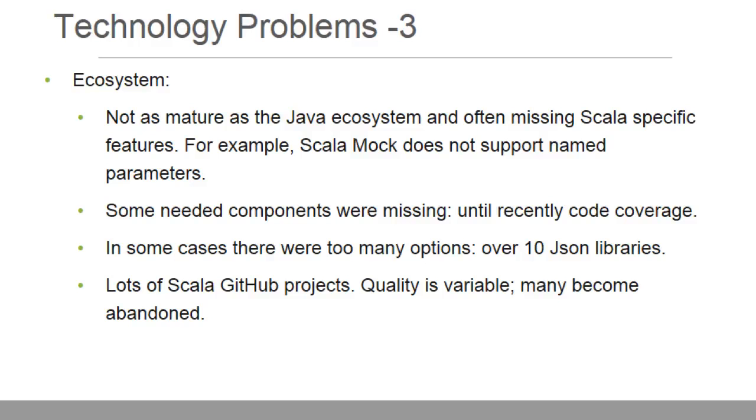Some stuff wasn't there at all. Until fairly recently, there wasn't really a good code coverage tool available. There's now one that we're using called SCoverage. In some cases, there are too many options. We know of at least 10 JSON libraries, and we suspect there's others out there. Which one do you pick? And if you've got one component that uses one and another that uses a different one, it's really hard to do the integration.